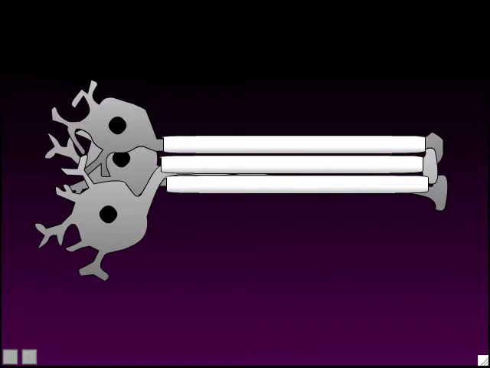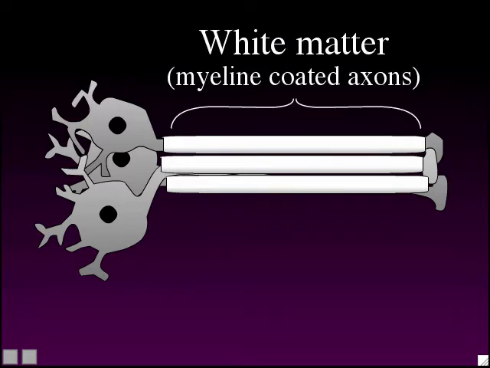And because myelin is a white material, the regions of the central nervous system that are mostly made of these myelinated axons will appear white when you look at them. And so they call that the white matter of the central nervous system, and it's myelin-coated axons, the white matter of the CNS is.